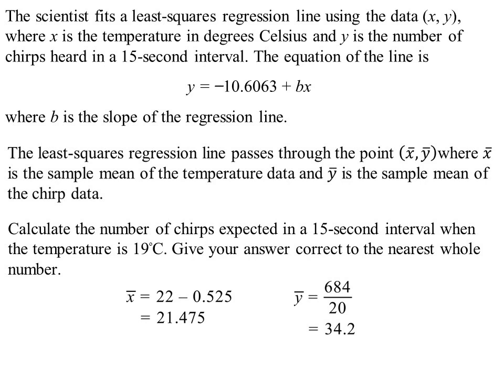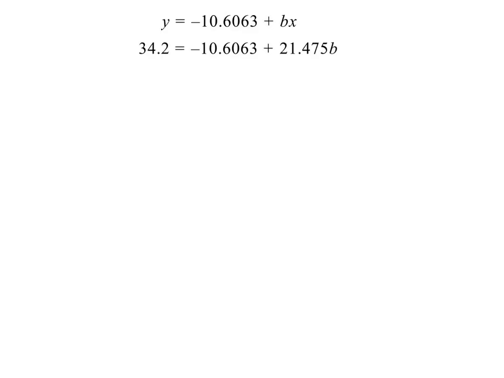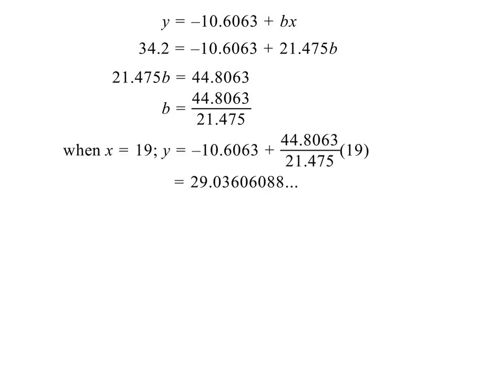I have those. Now, I know the line has to go through those 2 points, so I can now substitute in and work out B. Therefore, it passes through there, substitute in, we get B is, well, I've left it as that fraction, because remember they wanted to know what it is when the temperature was 19, so now I'll just sub into that formula, and I get 29.03, so 29 chirps to the nearest chirp.